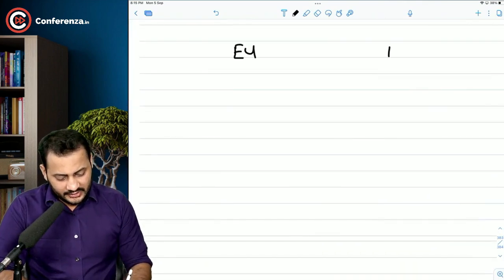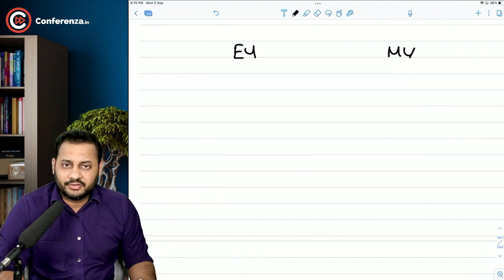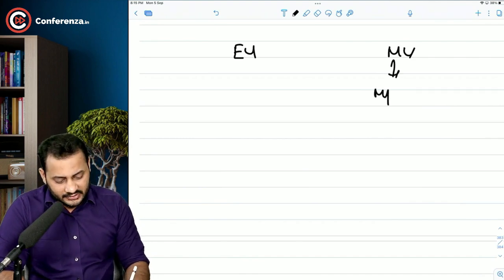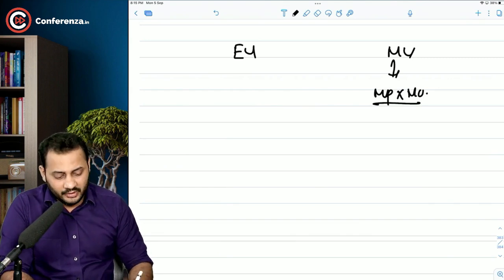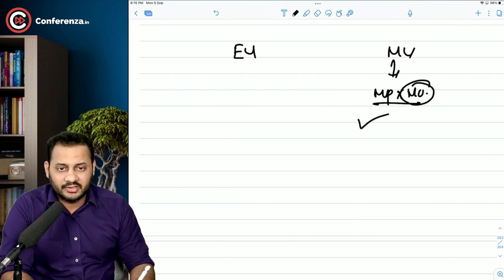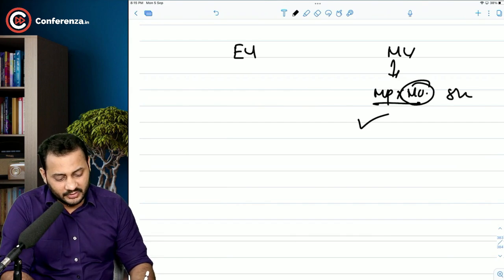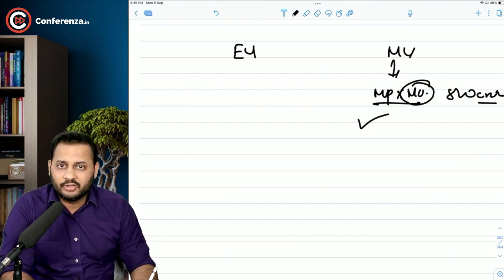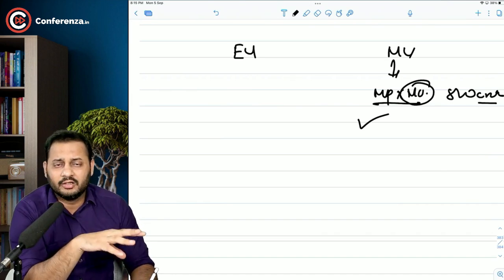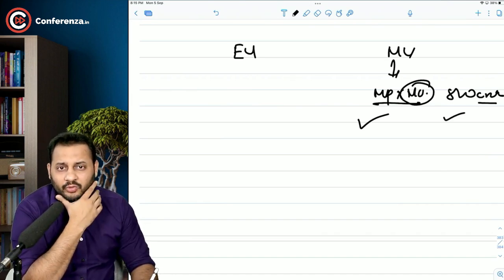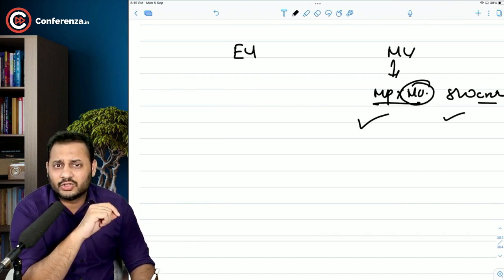There is one thing called enterprise value and the market value of the share. Market value of the share is very simple: market price into number of shares. So in order to buy a company, you have to buy all the shares of the company at the given market price. So let's say, for example, 800 crore is the market value of the share. If, let's say, Adani wants to buy a company, it has to pay 800 crore. But is that the real cost of acquisition?